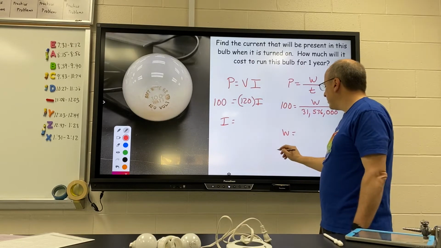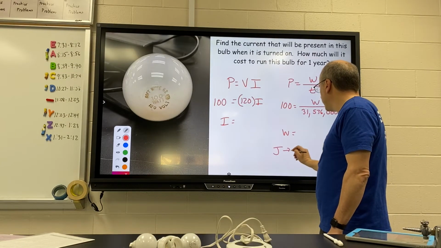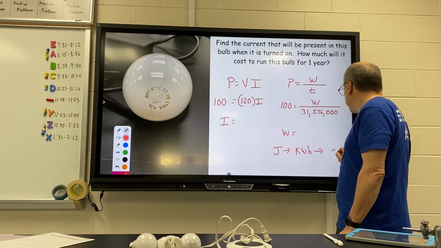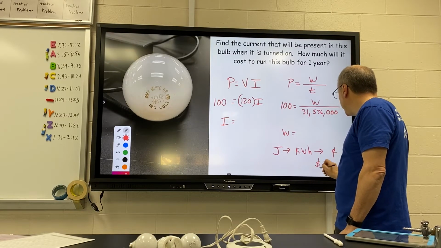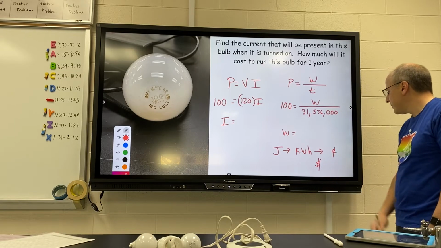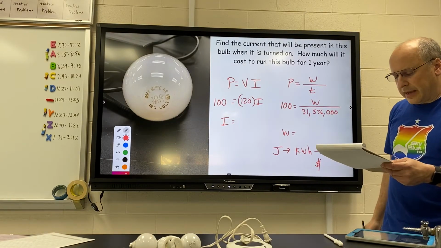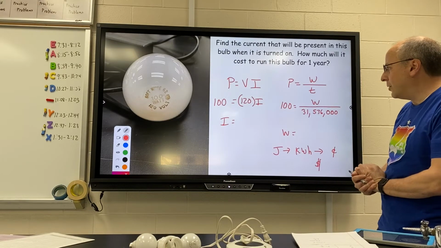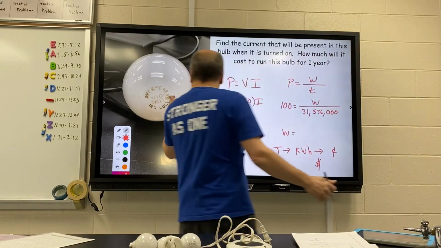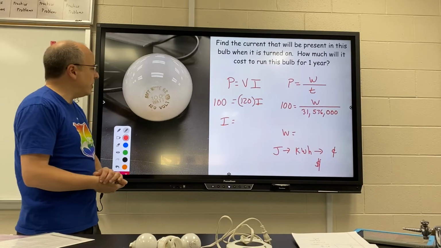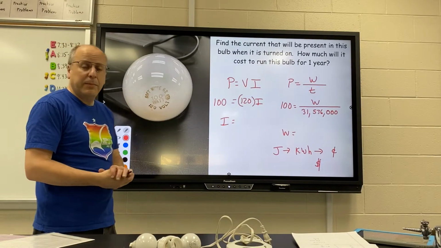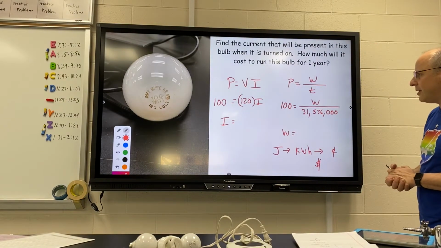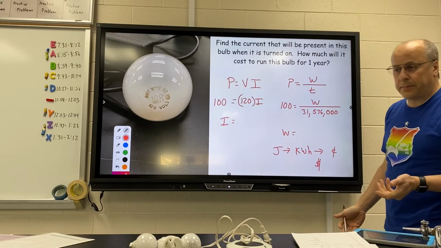Convert that answer from joules to kilowatt hours, and from kilowatt hours into cents, and then probably you want to turn that into dollars. When I did this, I got about $131 to let that light bulb burn all year long. So if you get yelled at for leaving lights on, it's probably valid. You're costing your household $131 a year to leave that light burning.